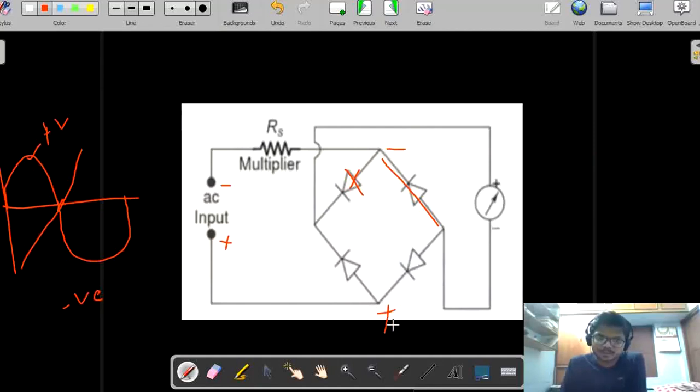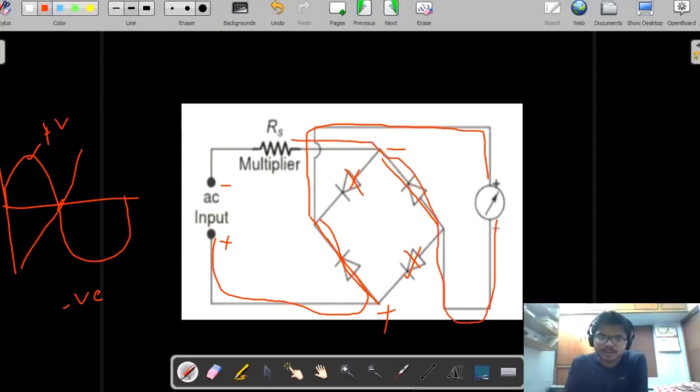See carefully now. For the anode I have positive and for the cathode I have positive. Which will be on? It will be on. So when positive is given, my current flows from here, passes through this diode, goes to the PMMC galvanometer, and comes back through this diode from the multiplier to the AC supply.